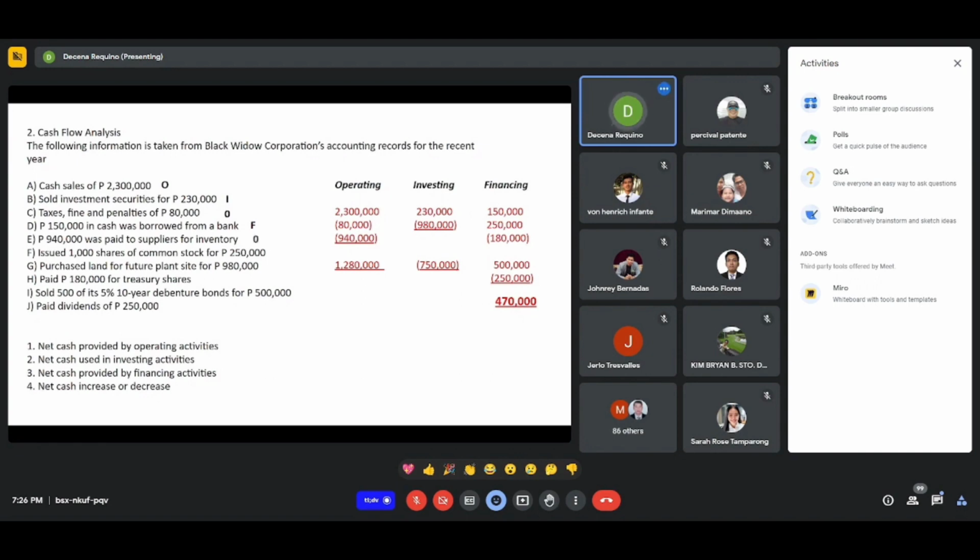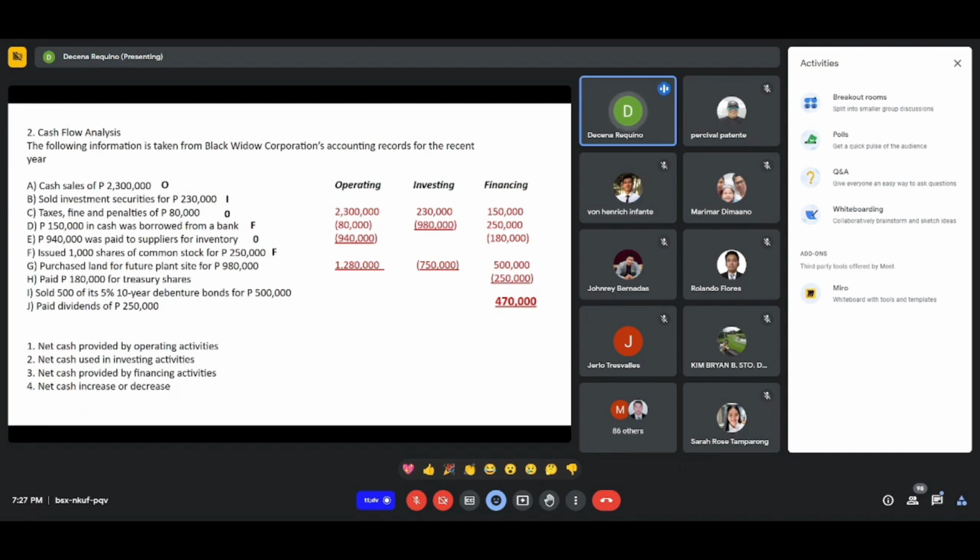And then yung pang-5, 940,000 was paid to supplier for inventory. So operating activity siya, nagbayad ka daw ng 940,000, so pabawas siya sa cash, so ide-deduct natin yung 940 dito sa operating activities. And then yung letter F, issued 1,000 shares of common stock for 250,000. So pag sinabing common stock, equity yung transactions niya eh. So under siya ng financing activity. So itong 250, since nag-issue ka ng shares, naka-receive ka ng 250,000, i-add mo siya dito sa financing.